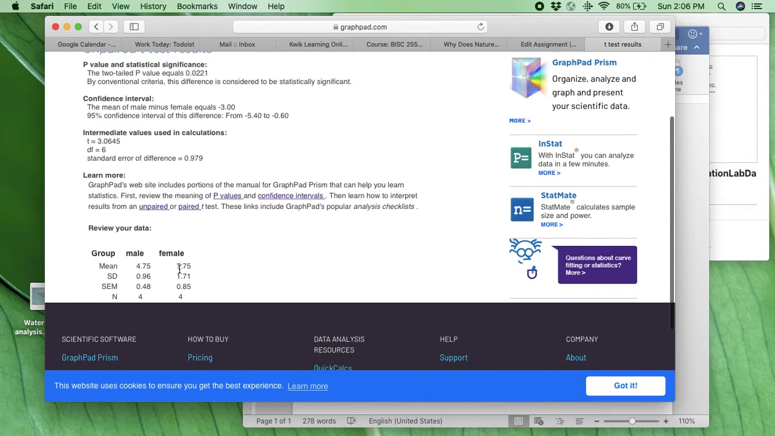In this case, you can see the mean for females is much bigger, and it says it's statistically significant. The p-value is 0.02. So a good sentence for this would be that female lizards are longer than male lizards. And then in parentheses, put t subscript 6 equals 3.06, comma, p equals 0.02. And that's all you need to write.